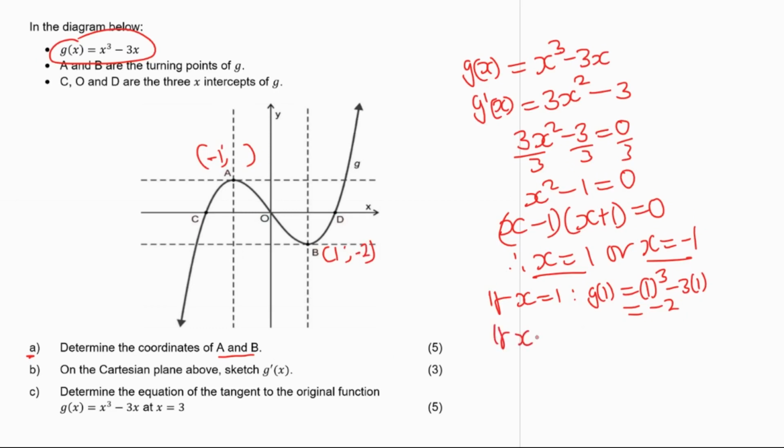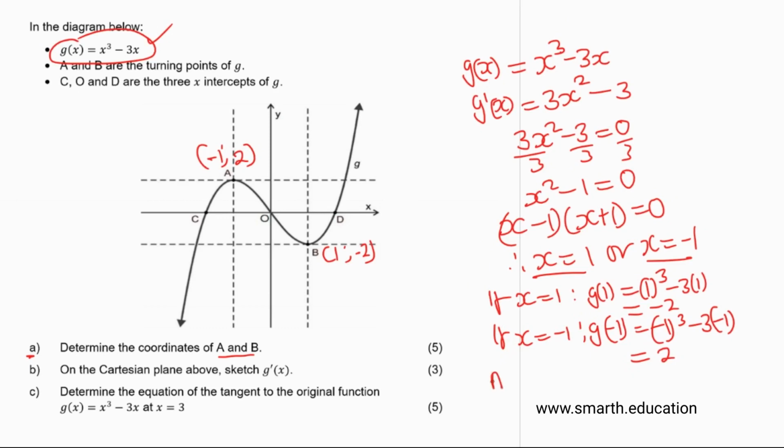And then if x is equal to negative 1, so g of negative 1, where there's x, we put negative 1, and then it becomes negative 1 cubed minus 3 times negative 1. Then what do we get? We get that this is equal to 2. So it means this is 2 here. Therefore, the coordinates of A is at the point where x is negative 1 and y is 2. And then B is at the point where x is 1 and y is negative 2. Okay.